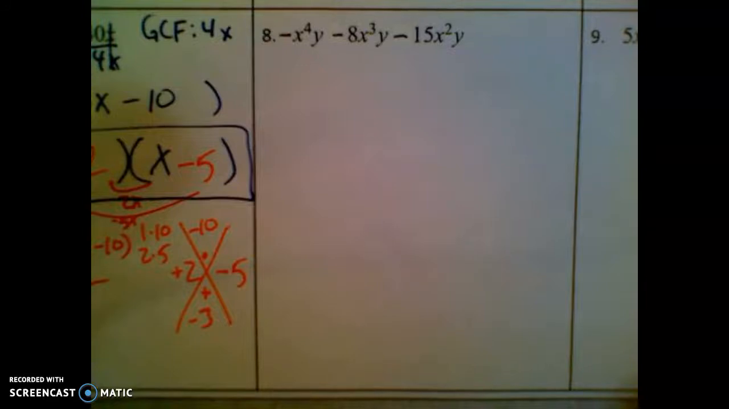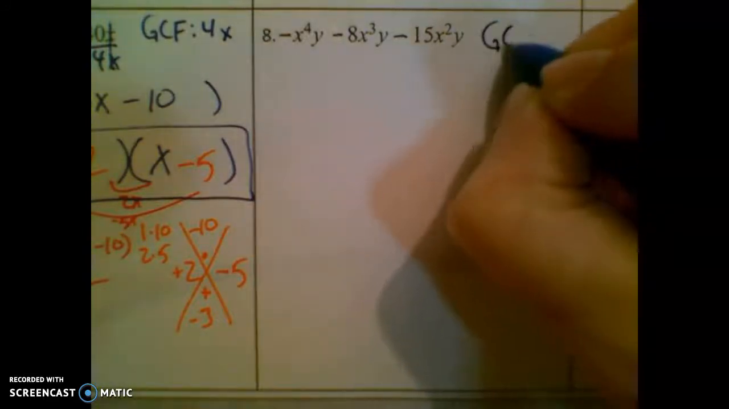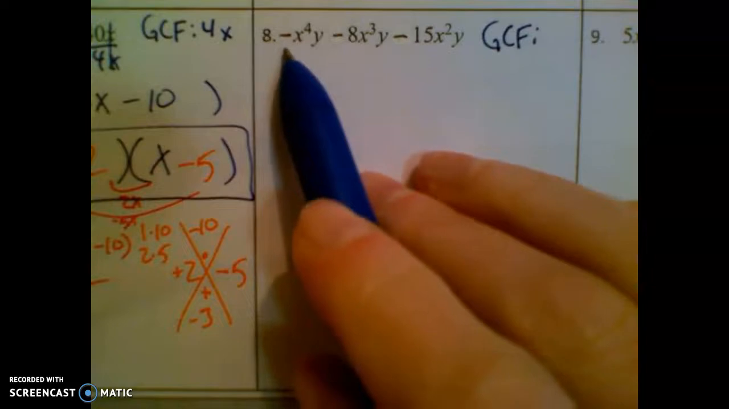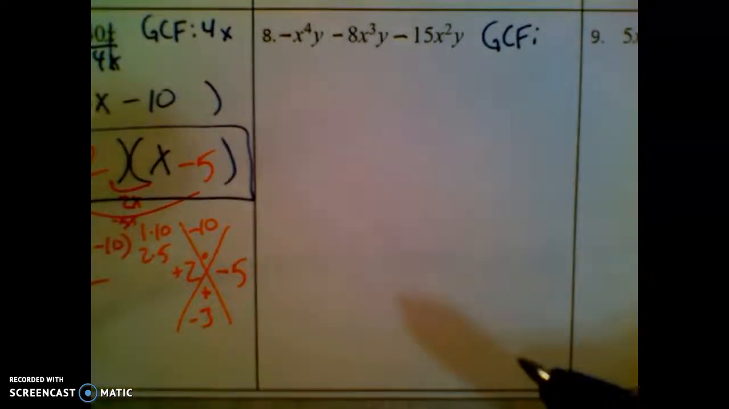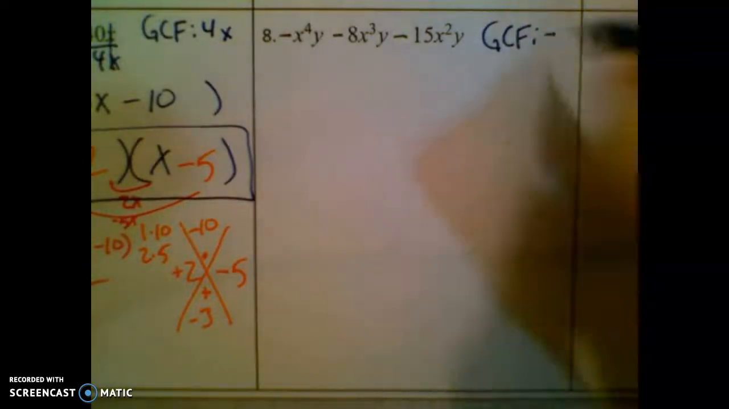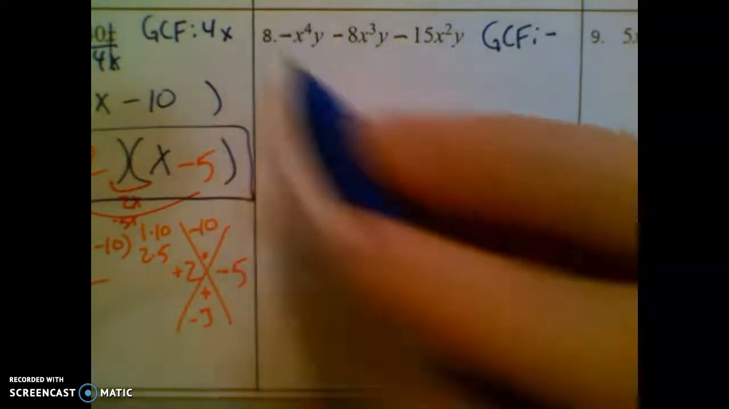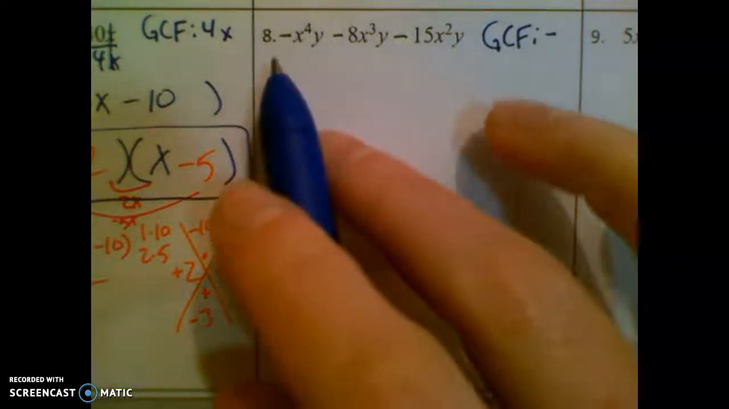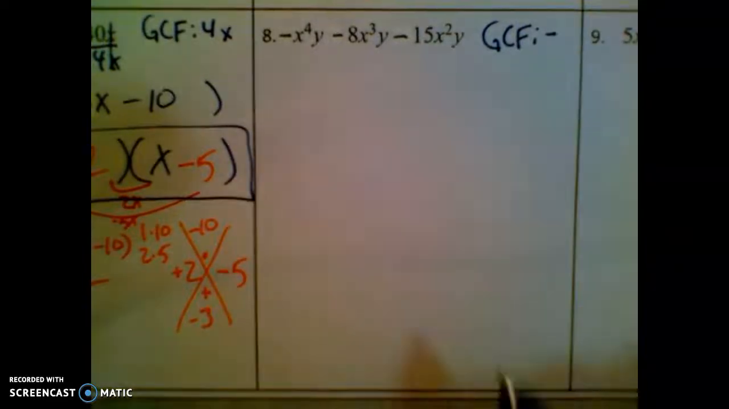All right, question number 8. Step 1, again, is to find our GCF. So GCF, looking at the numbers, we have a negative 1, a negative 8, and negative 15. In this case, my 1 is negative, so I do need to take out a negative. If your leading coefficient is negative, you've always got to factor out a negative for this x method to work. So even though it's a 1, I'm going to take the negative away.